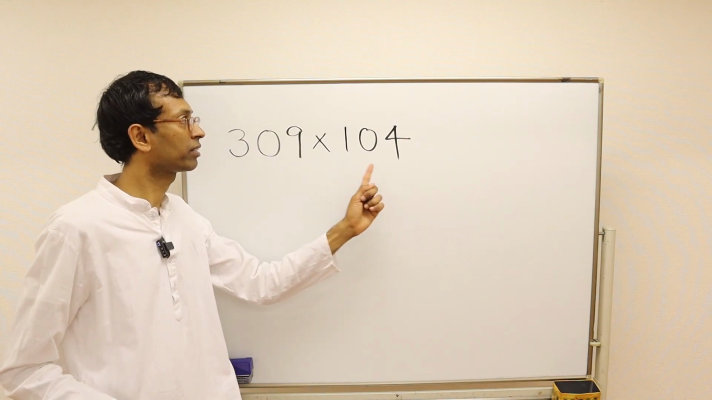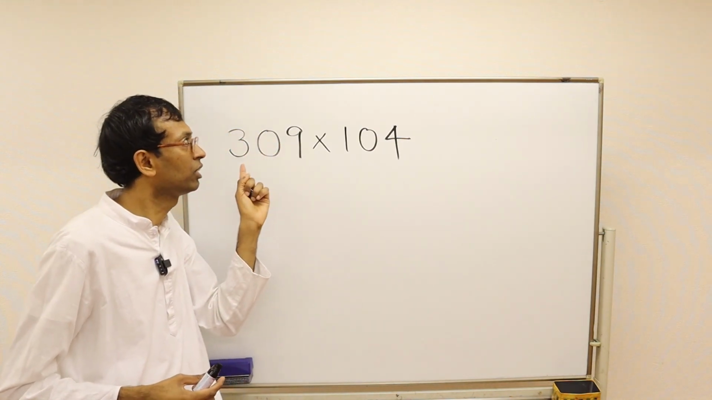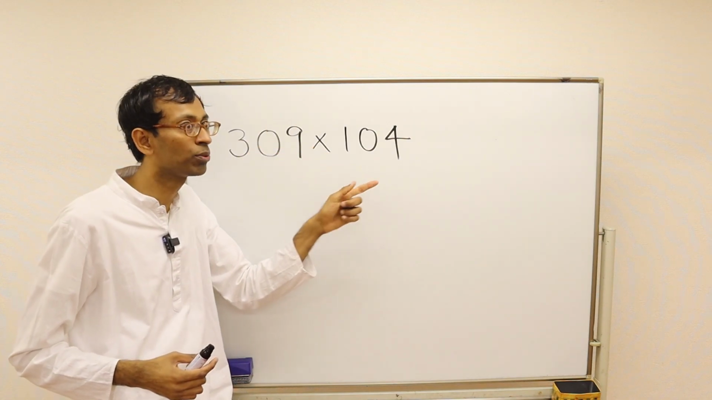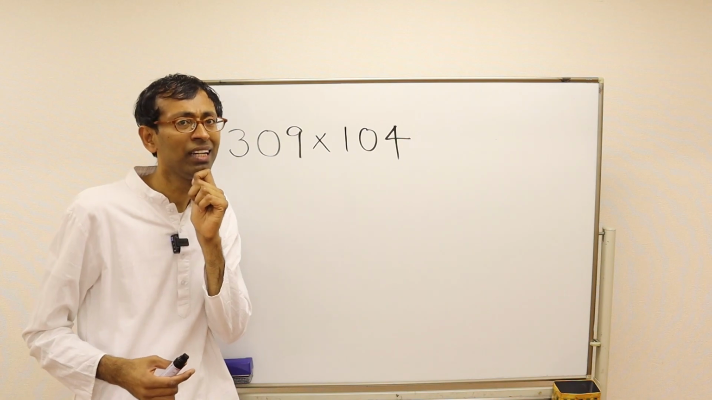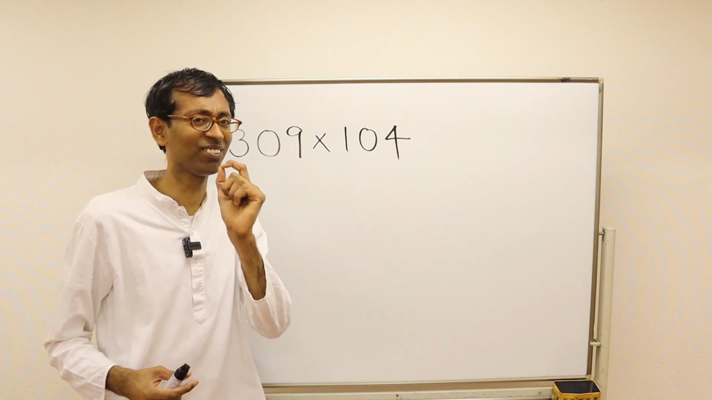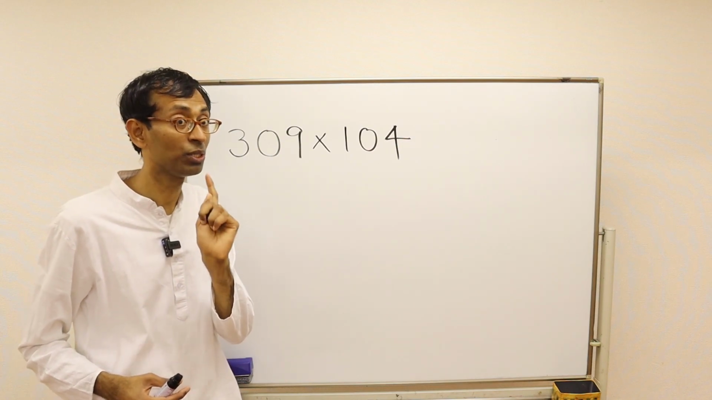Do you get it? We will see another variation here. Suppose the numbers in multiplication are close to different bases. This one is close to 300. This one is close to 100. How to do this? There is a very easy way to do this. You can pause the video and think about it. Don't do this yet.